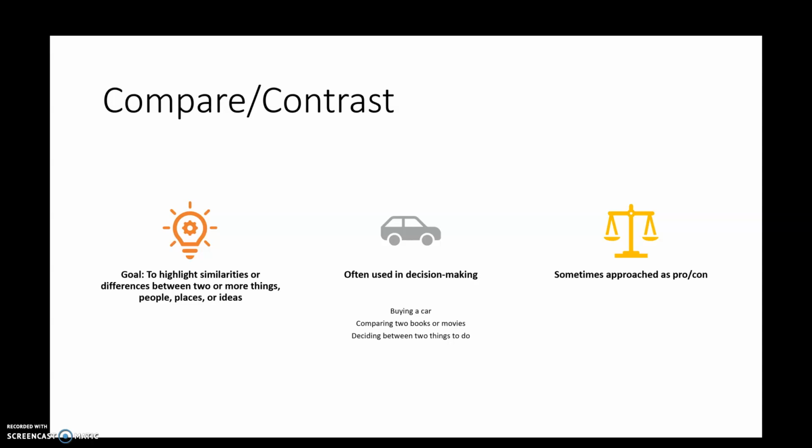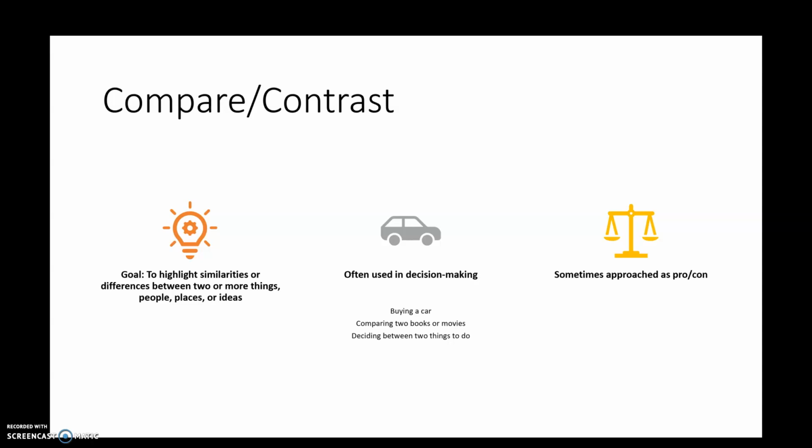We do often already use these skills in decision making. So let's say you're looking at two different cars and you're trying to decide which one you want. You're going to go through the process of compare contrast in your head. Let's say that you are comparing two movies, like, oh my God, I like that movie so much better than that other movie. Well, that's compare and contrast. You're going to sit there and you're going to say why you like one movie better than another. And that's really all you're doing in compare contrast.